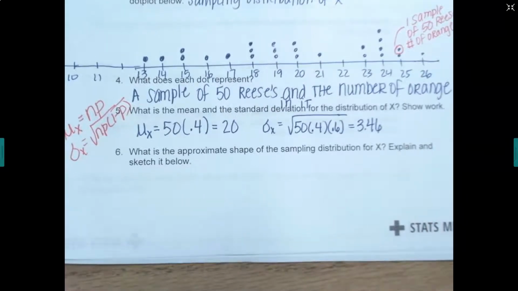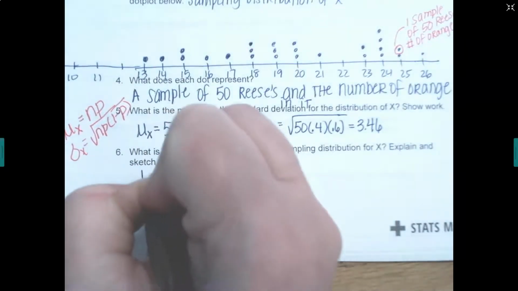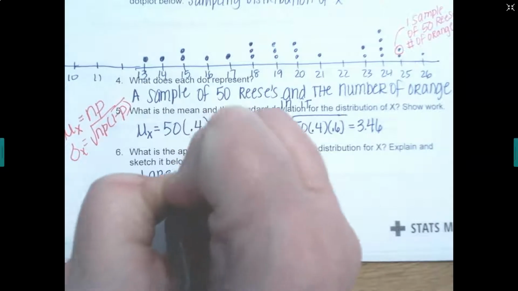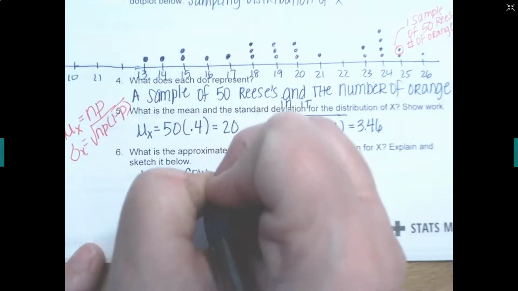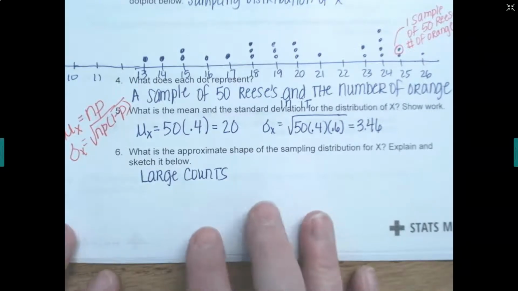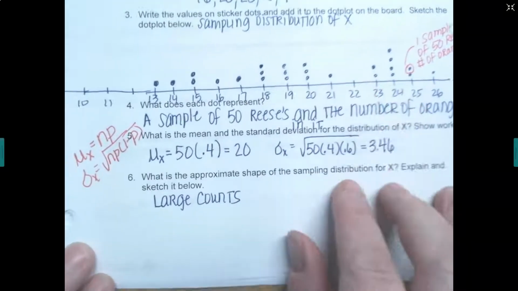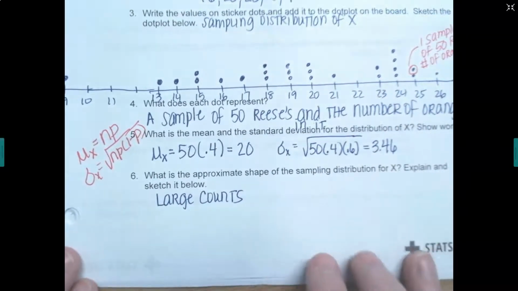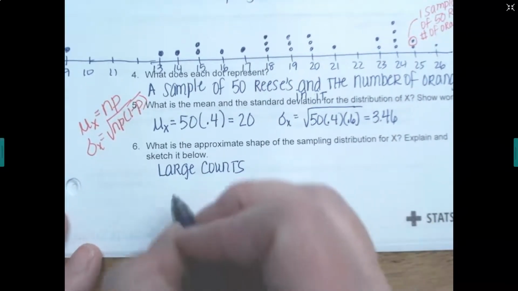All right, so what is the approximate shape of the sampling distribution for x? Explain and sketch it below. Well, another thing that we talked about previously was something called large counts. If we had at least 10 successes and 10 failures, we could say it's approximately normal, even though maybe looking at this, we're not seeing it yet, but we can check it.